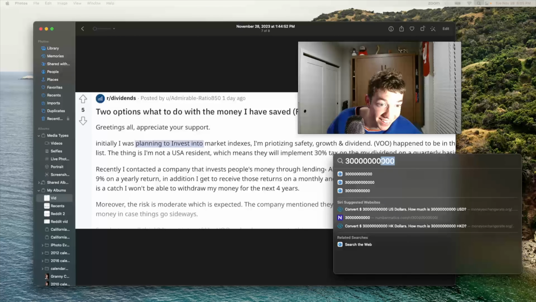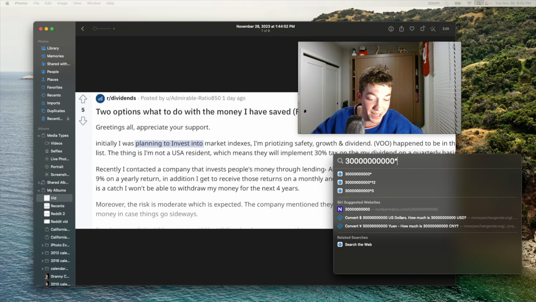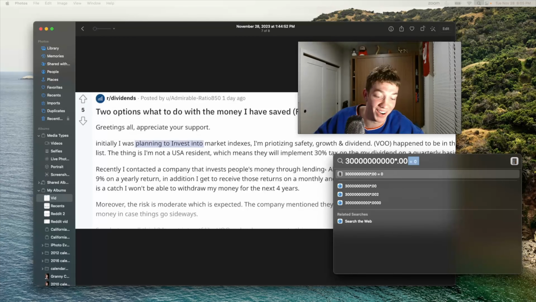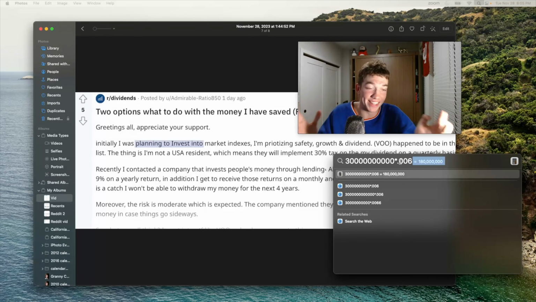Let's see. Is that 30 billion? It's a little late, guys. I'm tired. But what's 60 basis points on $30 billion? That's $180 million in collected fees. I mean, these are approximations because it's their AUM at the time of the fee.